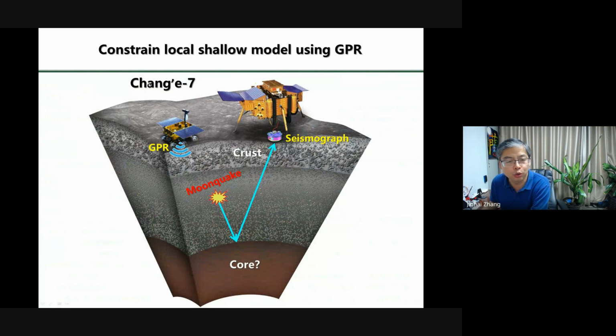Fortunately, with Chang'e 7 we have a chance to use GPR and the seismograph deployment simultaneously. That means this is the first time the GPR and the seismograph perform observation together. So the Chang'e 7 GPR will provide a good constraint on the shallow structure, and then the analysis of moonquakes, especially the weak signal from the core, would be greatly improved. So it's helpful to constrain the shallow model.